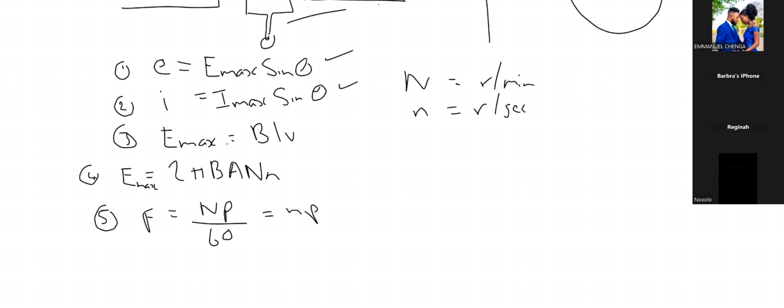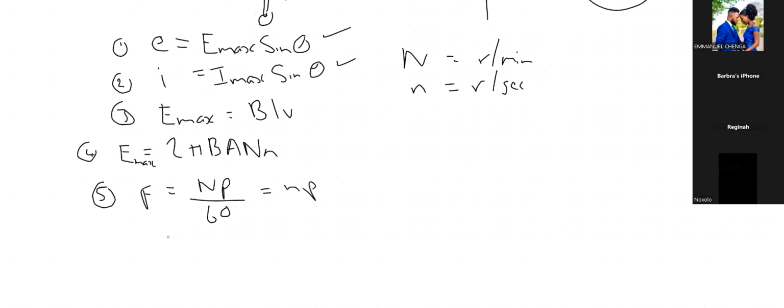Okay, and then formula number 6. You can also be asked to calculate the time. So how do you calculate the time? It will be 1 over f, which is 1 divided by the frequency. And then your time will be in seconds.